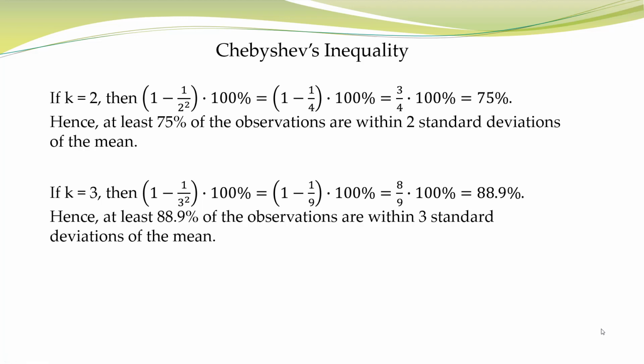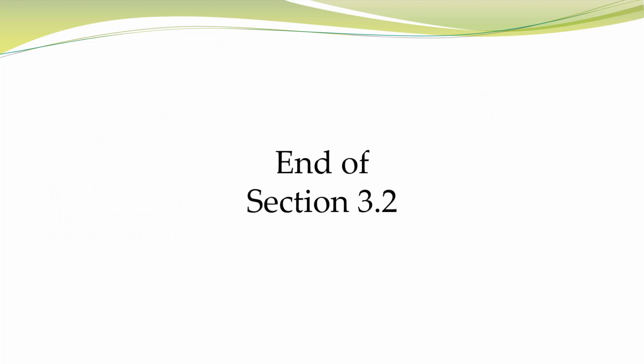You see how this is a little different than the empirical rule, because this distribution does not have to be bell-shaped. For the empirical rule, it had to be bell-shaped. And this brings us to the end of section 3.2.